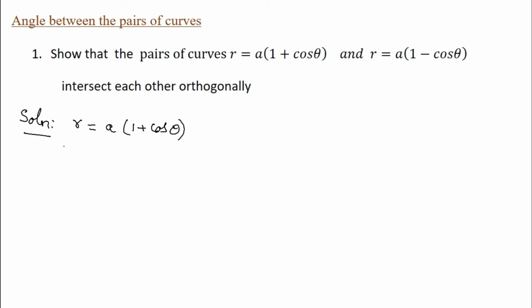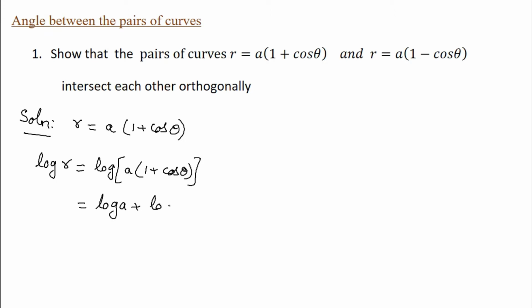So let me apply log on both the sides. If I apply log, I will be getting log of r equals log of a into 1 plus cos of theta. So using the properties of logarithm, you will be getting log of a plus log of 1 plus cos theta. Let us try to differentiate this with respect to theta.